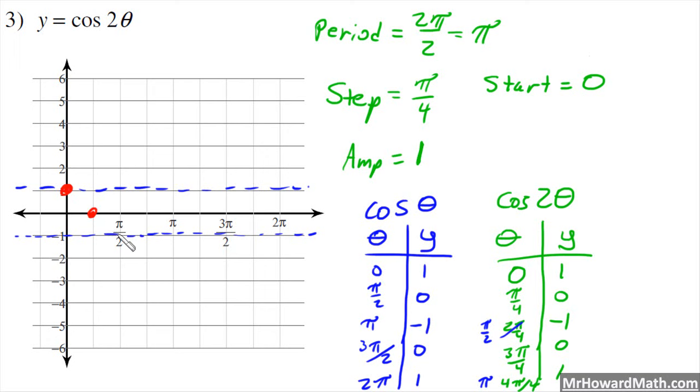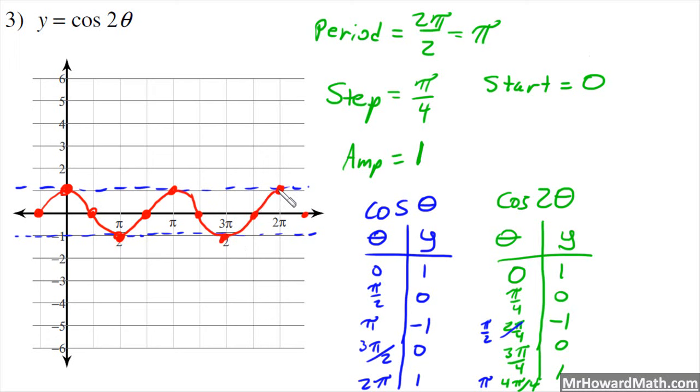We're in the middle, then the min, then the middle, then the max, then the middle, then the min, middle, max, and we'd be back to the middle. So, and we'd actually be in the middle here. So our step, each time we hit either a max, a middle, or a min, is pi over 4.